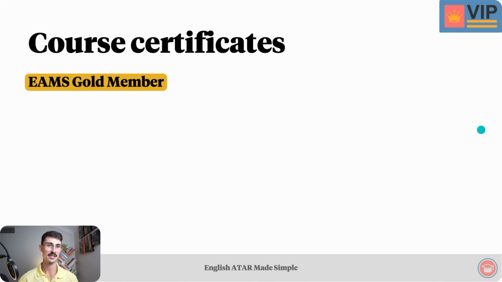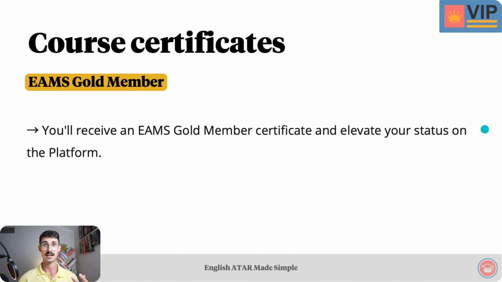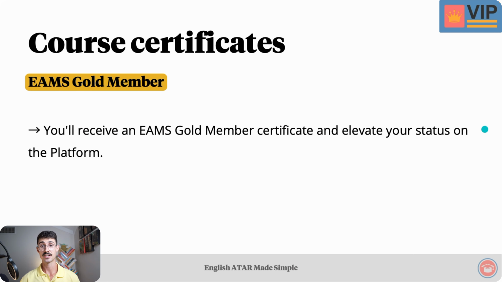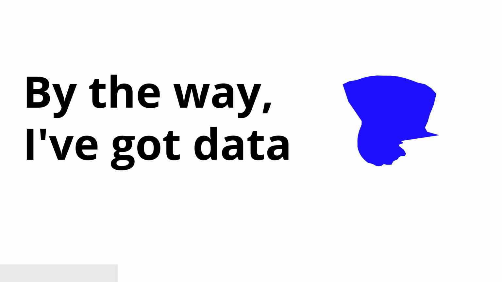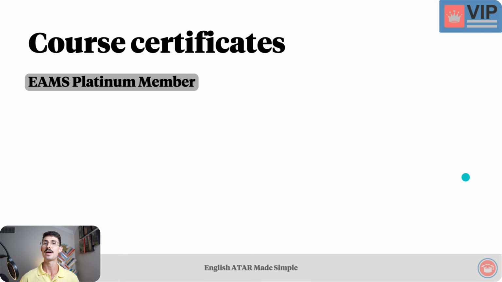Well, the English ATAR Made Simple Gold Member means that you'll receive an EAMS Gold Member Certificate and you'll elevate your status on the platform. How do you get this certificate? All you have to do is watch every lesson in the course. By the way, I've got data on whether you're watching the lessons in their entirety. No cheating. How about the Platinum Member?